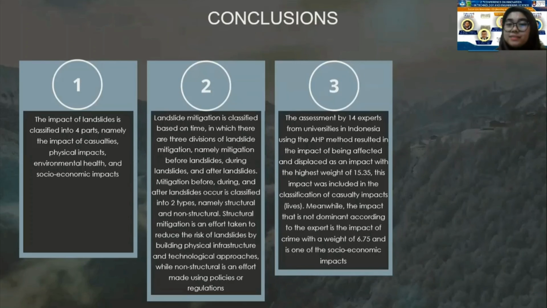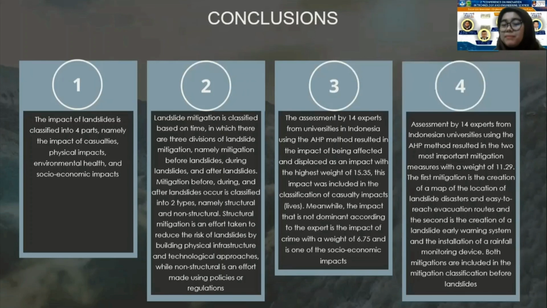Third, the assessment by 14 experts from universities in Indonesia using the AHP method results in the impact of being affected and displaced as the impact with the highest weight of 15.35. This impact was included in the classification of casualty impacts. Meanwhile, the impact that is not dominant according to the experts is the impact of crime with a weight of 6.75, and is one of the socioeconomic impacts.